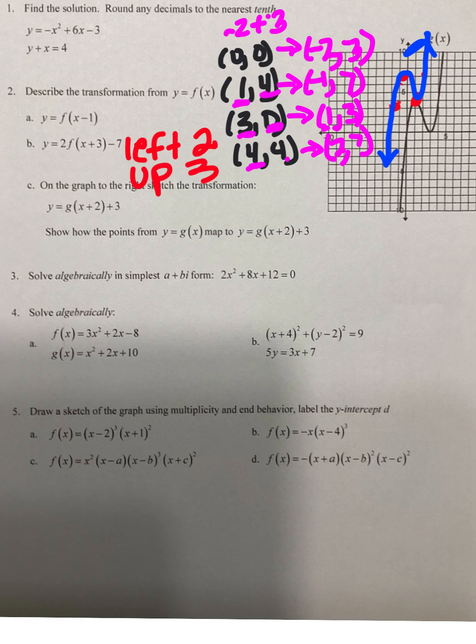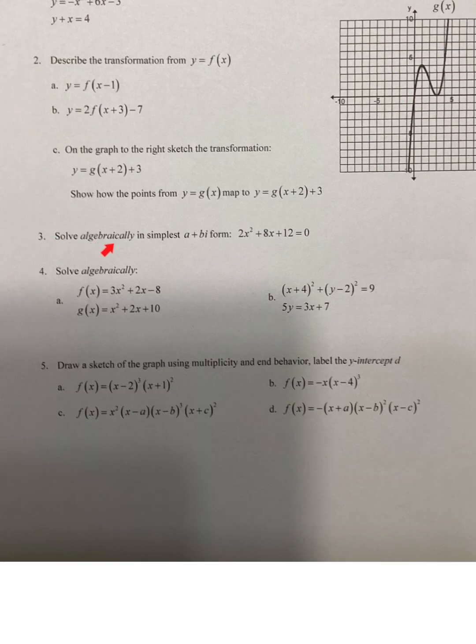All right, so let's take a look at number 3. Okay, so number 3 says solve algebraically in simplest a plus bi form. Okay, so algebraically means obviously you have to do it with algebra, which means you can't graph it, you can't guess and check. Now in simplest a plus bi form, that's a giveaway that you obviously can't factor it. You're gonna have to either use your quadratic formula or complete the square. It doesn't really matter which process you use. And since it says a plus bi form, you know you're going to have to get a negative under the radical because that's how you get an i.